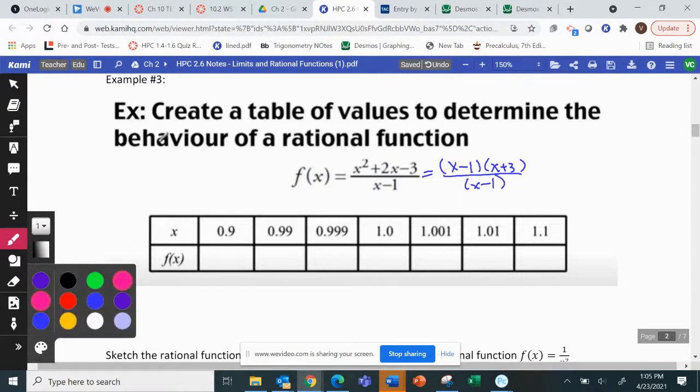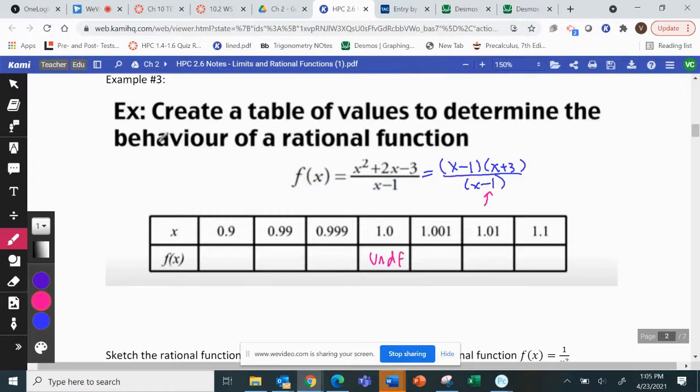If I have x minus 1 in the denominator, what does that tell me about my graph? The x cannot equal 1, right? That's telling me my domain does not have a 1 in it. So here in my table, at x equals 1, that's undefined. There isn't a value there.